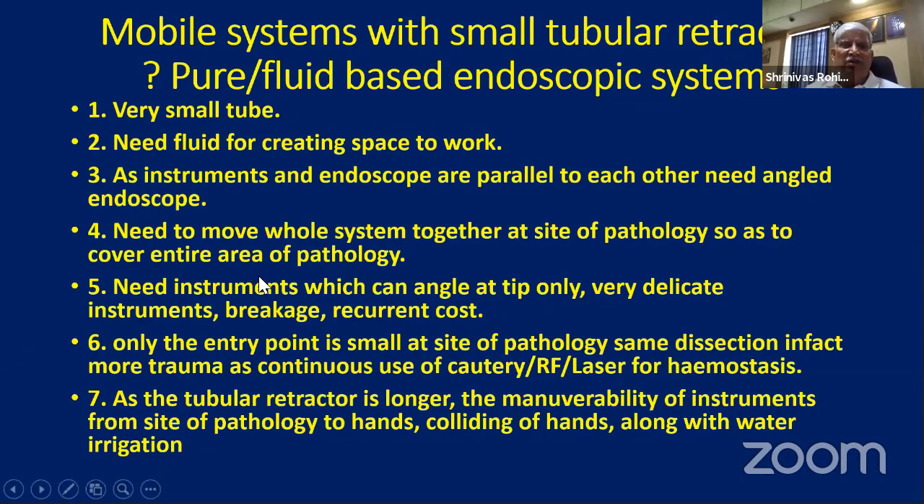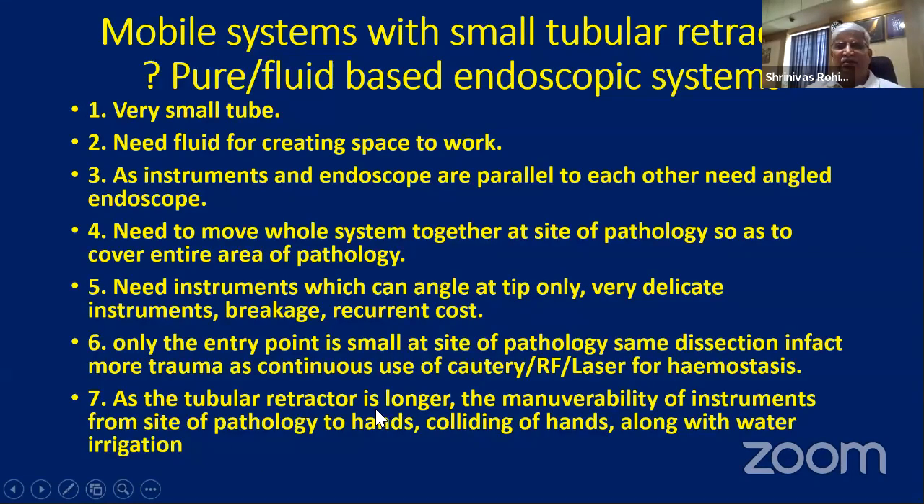So the dissection at the level of the pathology is the same in spite of a small incision. You need instruments which can angle at the tip only. Very delicate instruments are necessary. Breakage and recurrent cost is always there. Only the entry point is small; at the site of the pathology, it is the same dissection. You have to use continuous cautery, RF or laser for hemostasis, because it's a very small area. The water will help in washing the blood, but it will not give hemostasis.